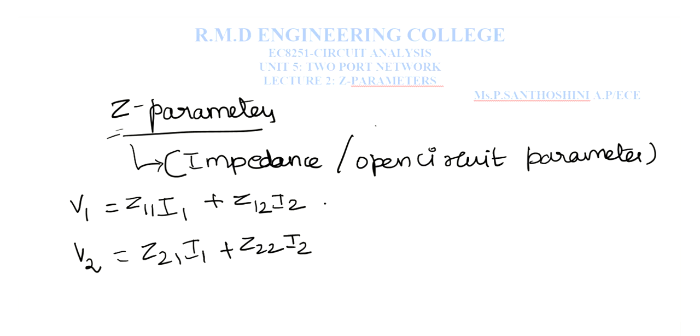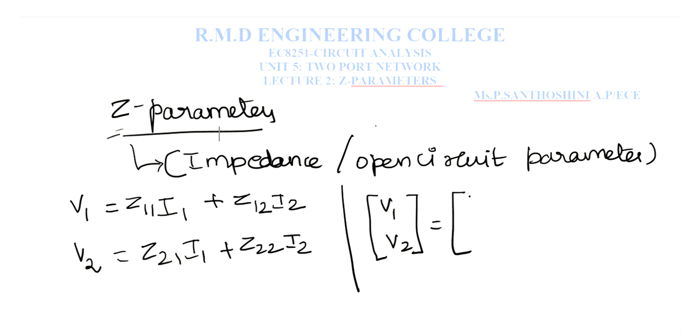You can represent it in this way, that is the equation format, or you can represent it in the usual matrix format. V1, V2 will be equal to Z11, Z12, Z21, Z22 multiplied with I1 and I2.